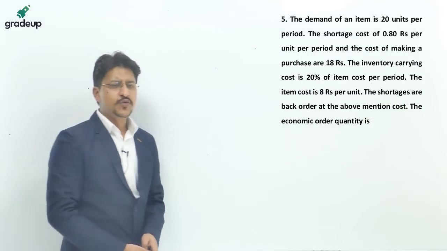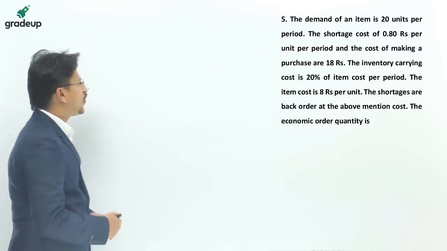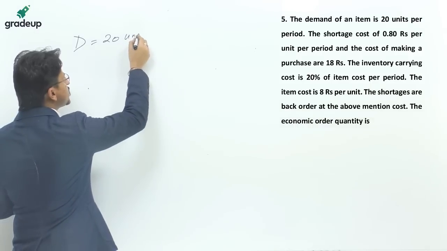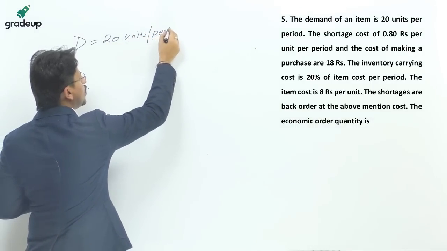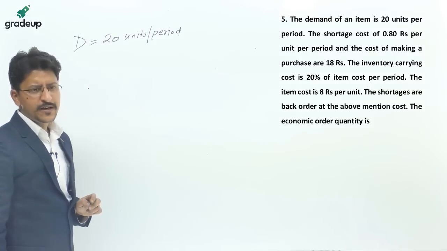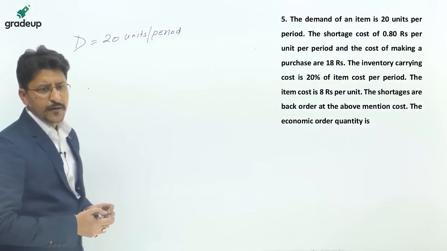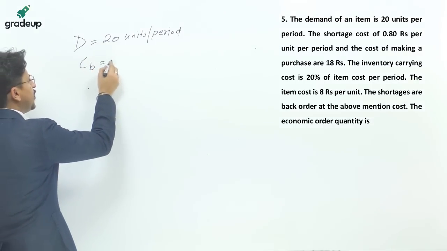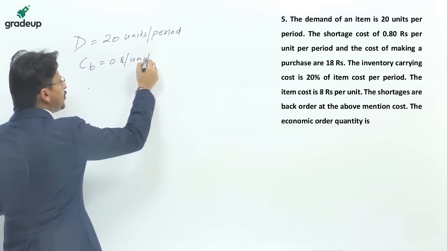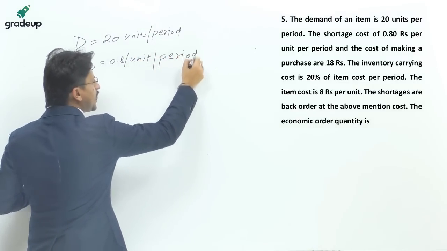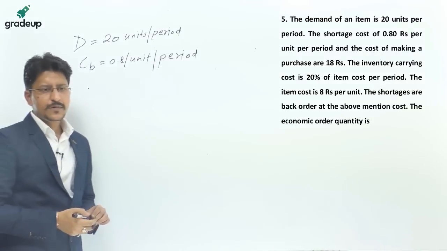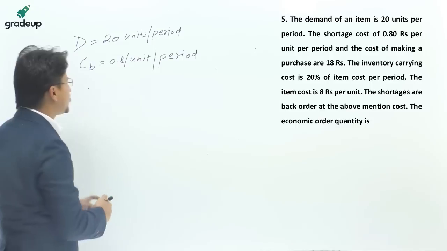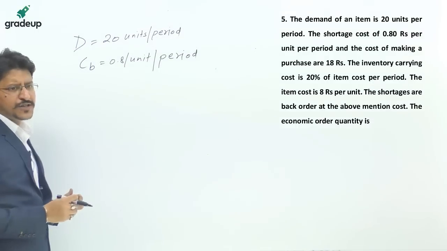The demand of an item is 20 units per period. Keep writing fast. Demand is 20 units per period. Then it is given the shortage cost of 0.8 rupees per unit per period. This is shortage cost, CB, 0.8 per unit per period. Next, the inventory carrying cost is 20% of item cost per period. The item cost is 8.